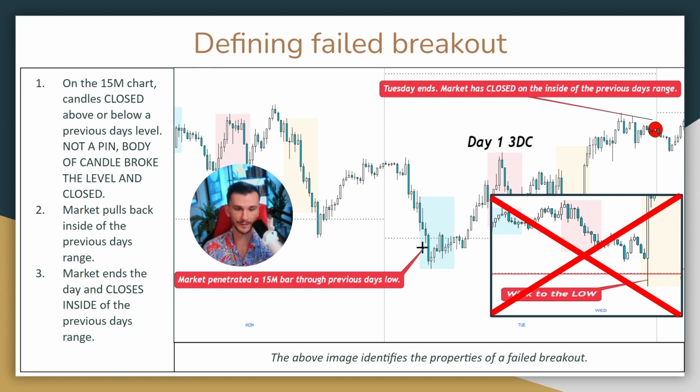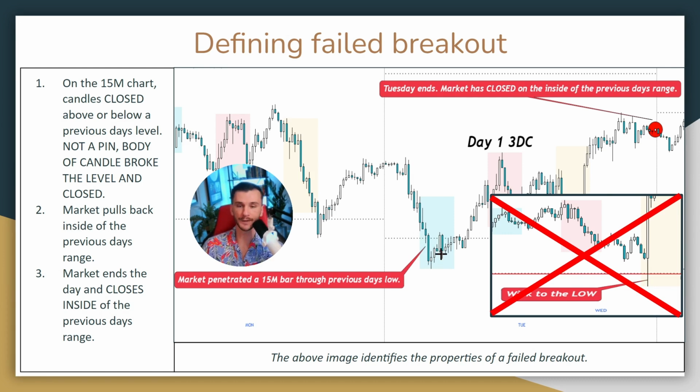We have an attempt to go lower. We're at the low of the current week. This is Monday. This is Tuesday. They attempted to go outside of Monday's range, and then that has now failed. So big key takeaways: solid body close, 15-minute chart, outside of a range, not a pen, which is what this is showing over here. We have a pen to the low. We don't want that. We want solid bodies of candles coming down below previous day's levels.